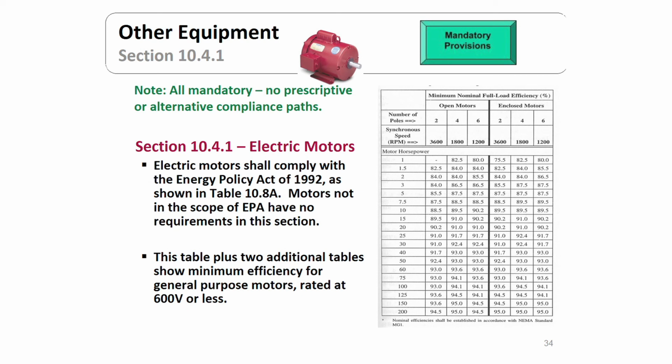So in the table, what we're looking at is the size of the motor in horsepower, and then just beside that, depending on whether it's an open motor or enclosed motor and how many poles it has, you'll find out the motor efficiency. And those efficiencies run basically between 90 and 95%, somewhere in that scale.